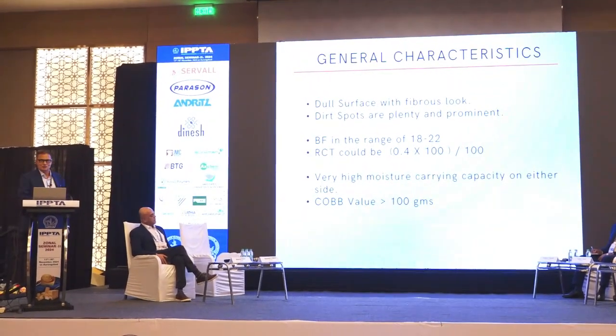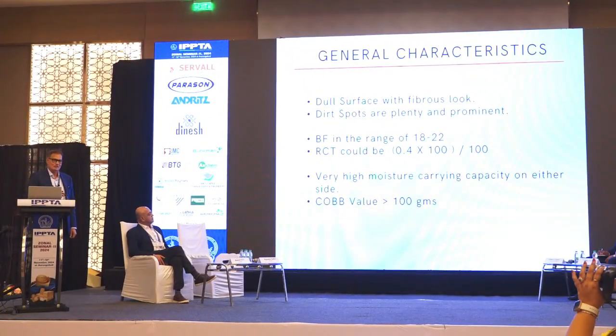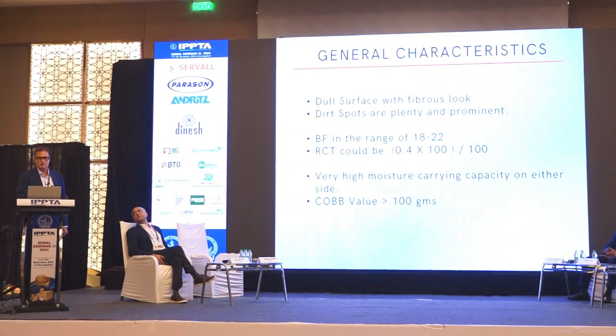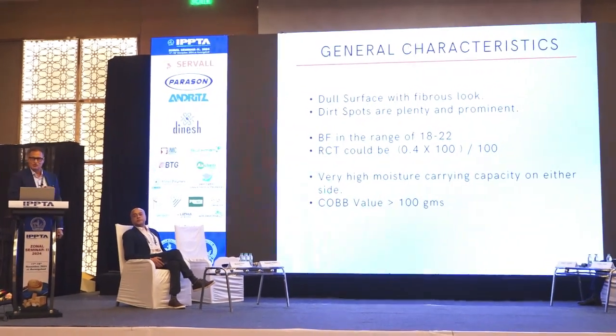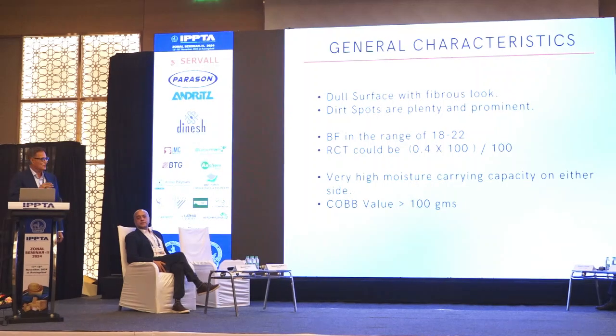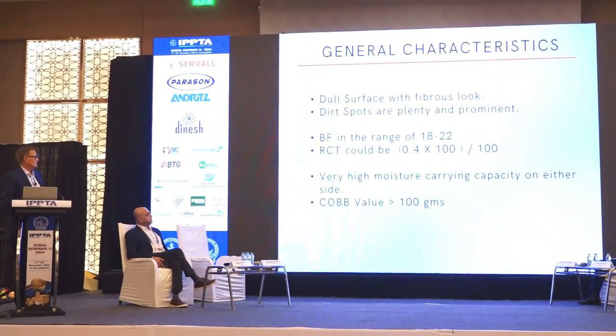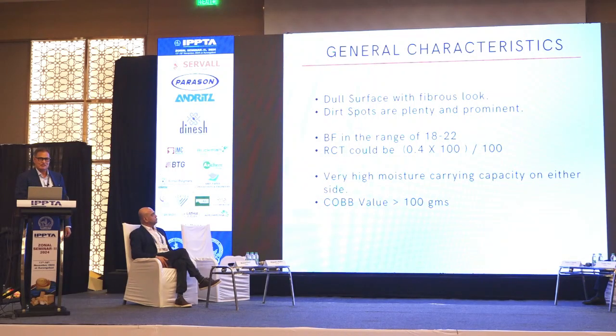BF is in the range of 18 to 22. Of course, no mill specifies the burst factor for fluting media. This is from our experience, as we have been using it for quite some time, and we found this is the range. Normally lower GSM will show lower BF. For 100 to 110 GSM, it will show 18 BF. Once you go above 125 GSM, the BF also goes up. RCT could be 0.4 kg as a thumb rule. This is the minimum, which is the same as we get in Indian low-grade paper also.